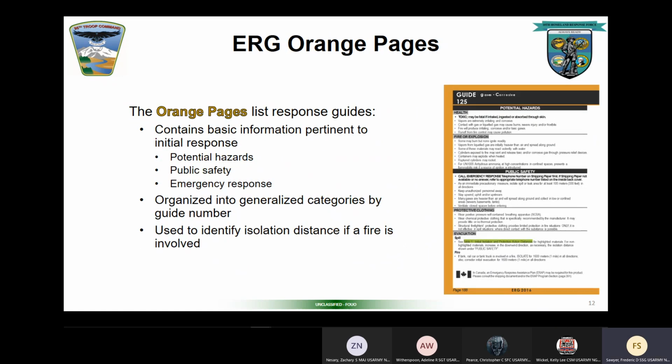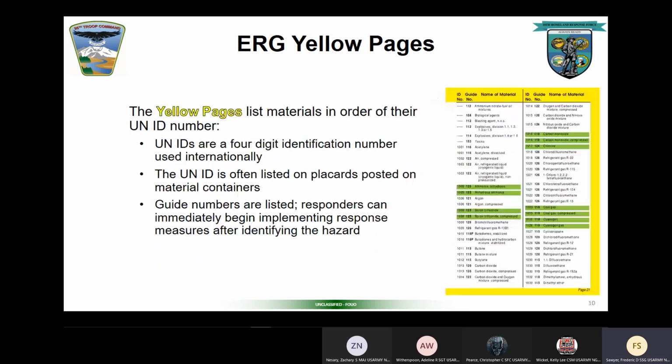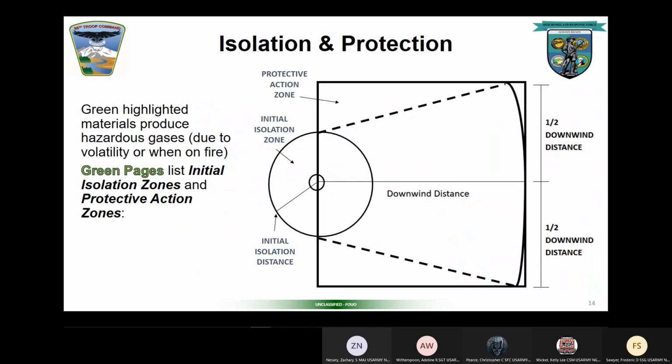So here's the isolation and protection distances. You see the circle in the middle, that's the initial isolation distance. At first we said 60 meters, and then as we looked more closely, it said 600 meters, right? So first you get everybody out of the 600 meters, and then see in the middle of the square, it says the downwind distance. So that's the 5.8 kilometers.